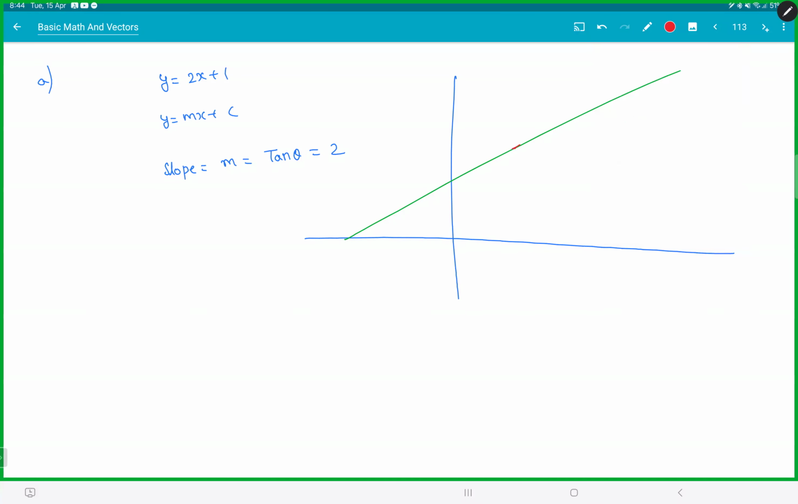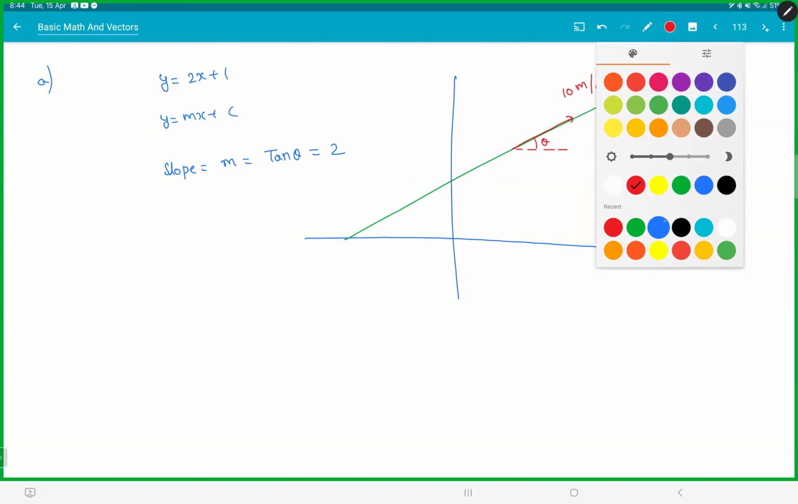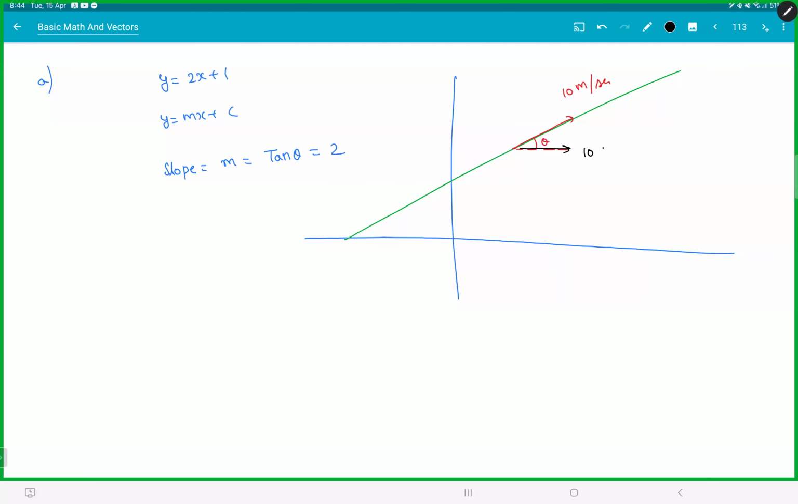So this particle is going with the velocity 10 meters per second, and it is making an angle theta here, isn't it? So what are the components of this? This will be 10 cos theta. This could be 10 sine theta. And just now I taught you the technique: if I give you tan, how to get sine and cos. This is theta. Tan theta is 2. Opposite side is 2. Adjacent side is 1. This is root 5 from Pythagoras theorem. Sine theta is 2 by root 5. Cos theta is 1 by root 5.